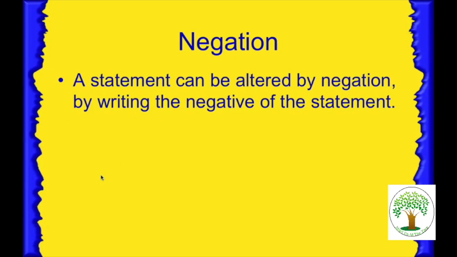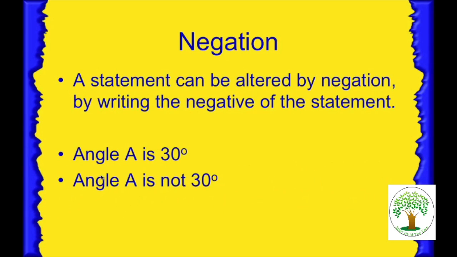A statement can be altered by negation by writing the negative of a statement. Here's an example. Angle A is 30 degrees. You don't have to write this down, but you can if you want. Actually, you will, because there's a fill in the blank for that. If I was going to negate this, angle A is 30 degrees, I would say it like this. Angle A is not 30 degrees. And so I will put a not, or a word that means not. Most of the time you're going to use the word not. Okay?